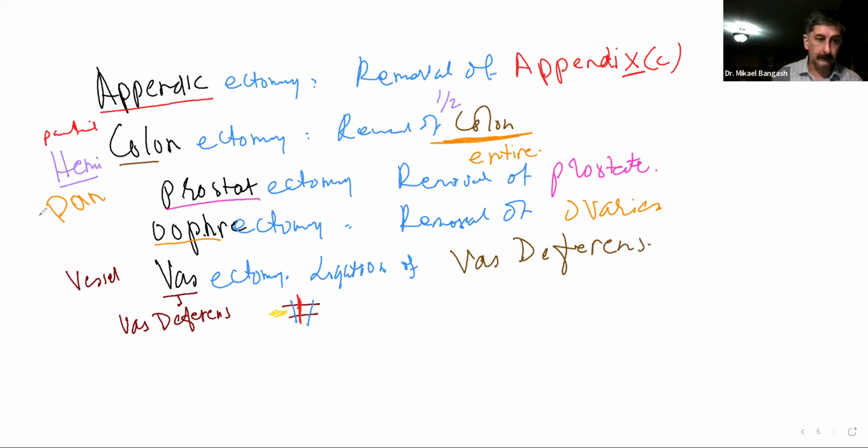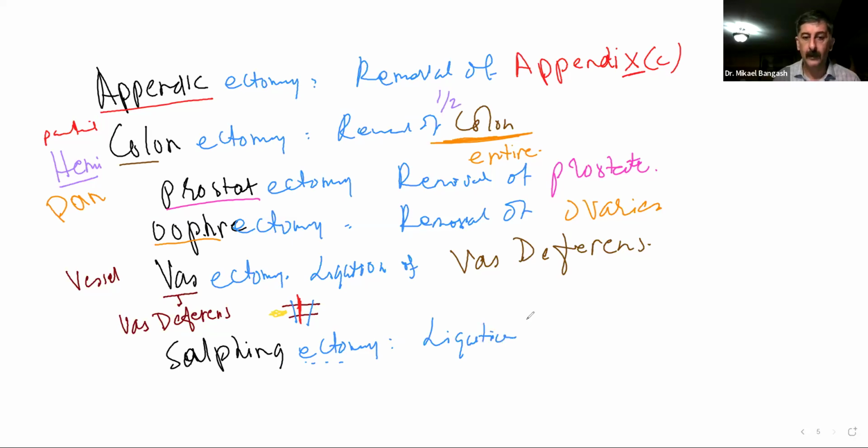Now, guys, in the women, that's what they call salpingectomy. So again, the ectomy here is not really removing, but rather just a ligation. Ligation of what? The salpinges, which is what you can call the ovarian tube.